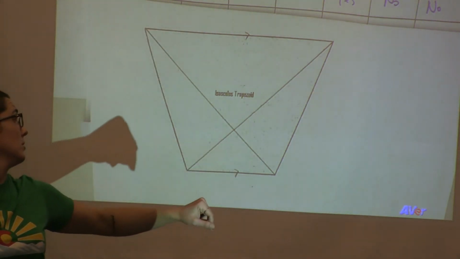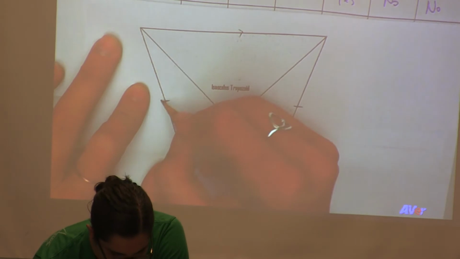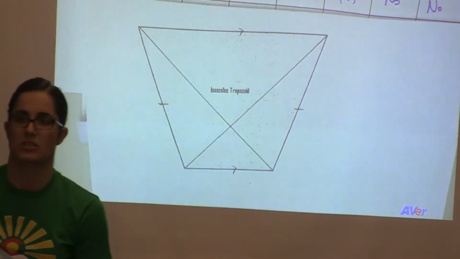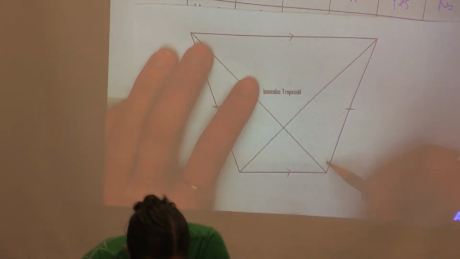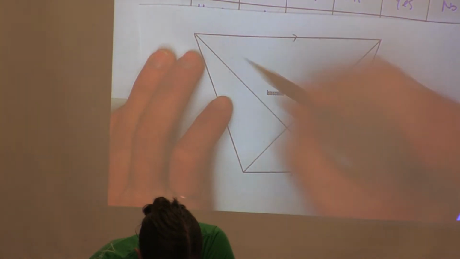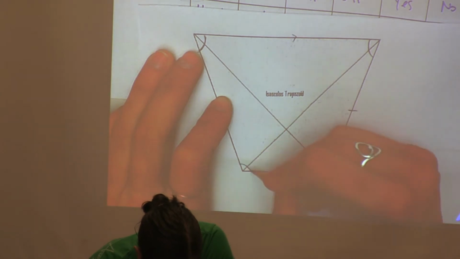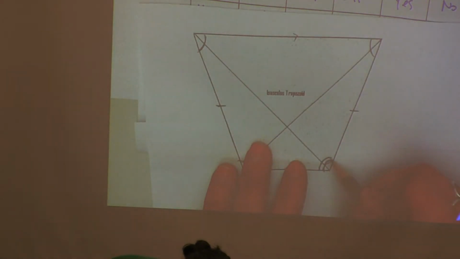One set's parallel, and the other set is congruent. One set's parallel, the other set's congruent. Again, those are both definitions of isosceles trapezoid, and like a regular trapezoid, the opposite angles here are supplementary, and the adjacent angles are supplementary. All kinds of special things.